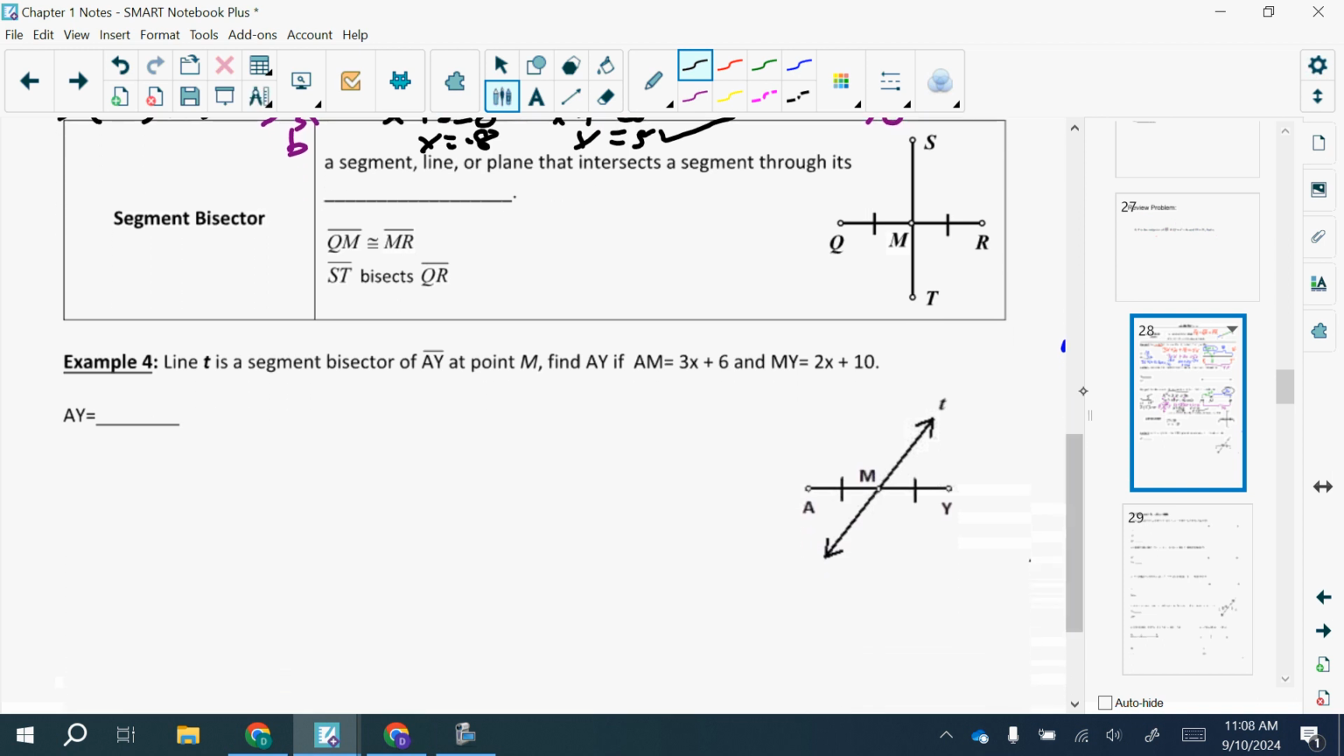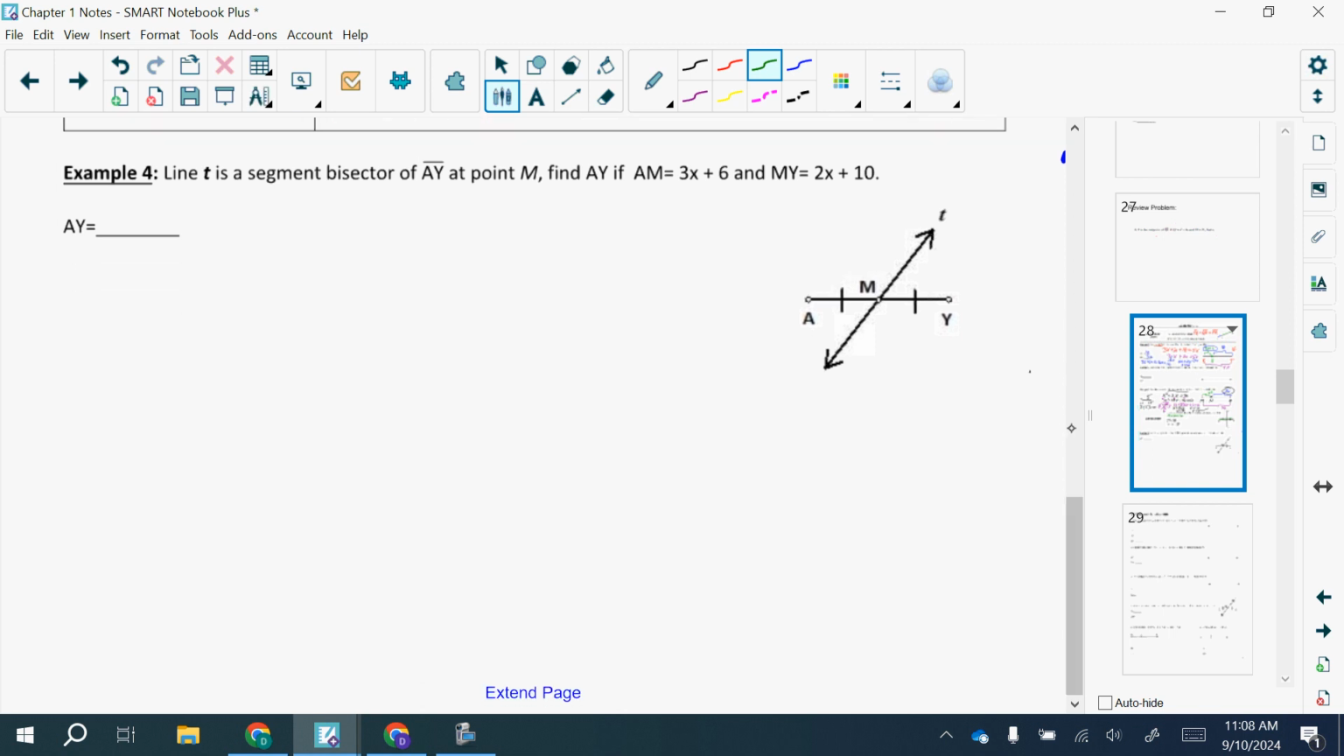Okay, lastly, segment bisector. So a segment, line, or plane that intersects a segment through its midpoint. This is the definition of a segment bisector. And it tells us that line segment QM, in this case, is congruent to MR. And ST, the line ST, bisects the line segment QR. Basically, what a bisector does every time is it just cuts something in half, a perfect half. So bisectors, even though the name might look intimidating, is actually a pretty easy thing because it just means something's cut perfectly in half, which is really helpful and makes the math a little bit easier.